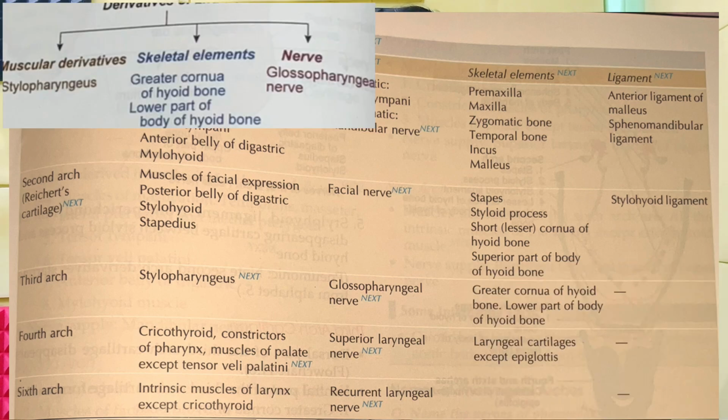Next is our third pharyngeal arch. From this, we are not getting any type of cartilage, because it forms the greater cornu of the hyoid bone and the lower part of the body of the hyoid bone. From this, we are getting the stylopharyngeus muscle and the glossopharyngeal nerve.